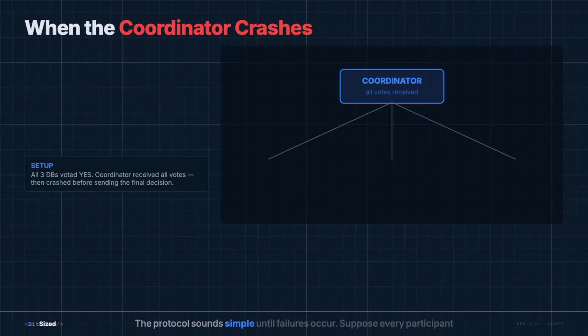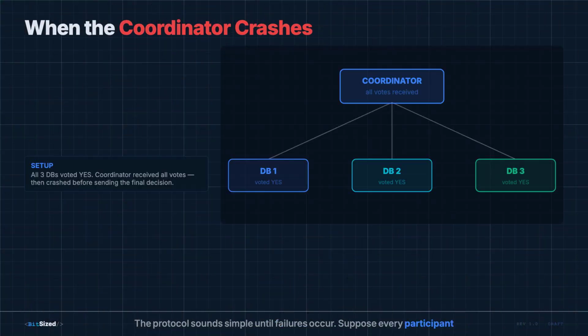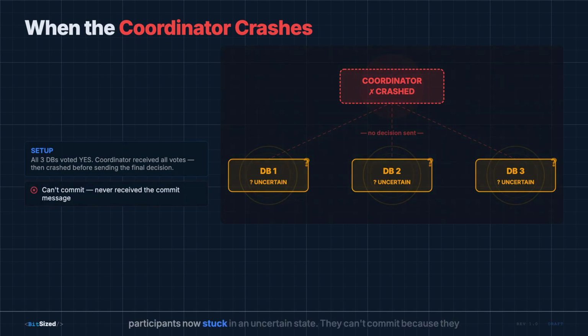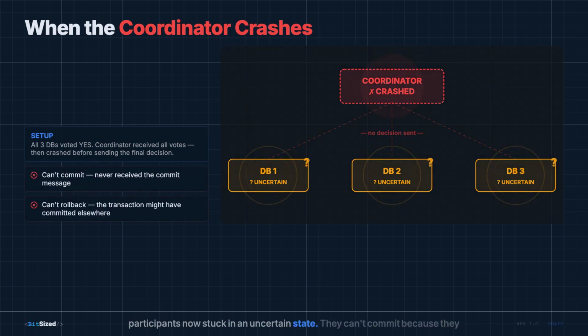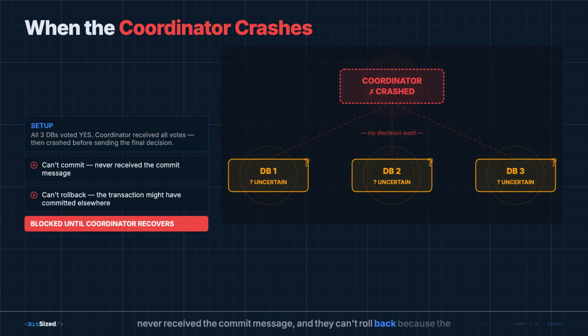The protocol sounds simple until failures occur. Suppose every participant votes yes, but the coordinator crashes before sending the final decision. The participants are now stuck in an uncertain state. They can't commit because they never received the commit message, and they can't roll back because the transaction might have already committed elsewhere.